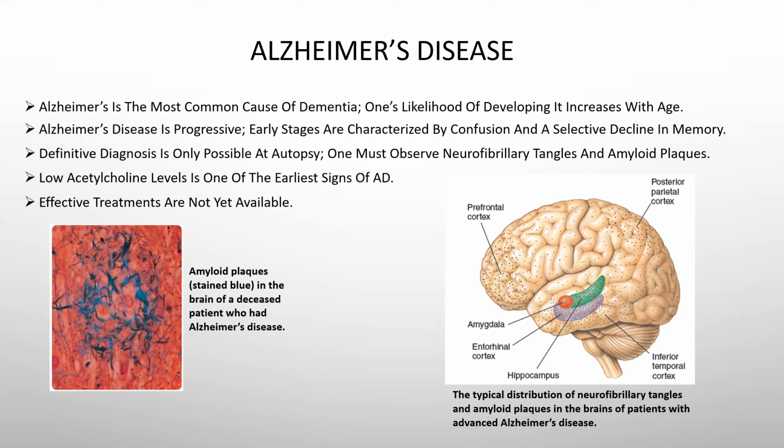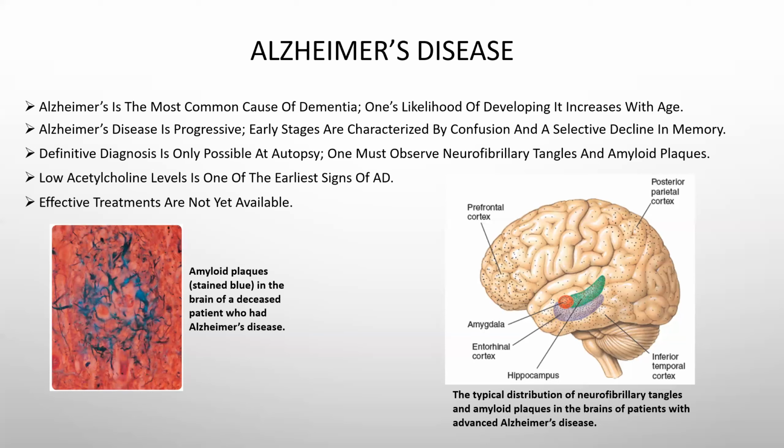Low acetylcholine levels is one of the earliest signs of AD, and they're doing a lot of studies with that right now, and effective treatments are not yet available. So in the figure on the left, you see an example of amyloid plaques. You can only imagine that neurofibrillary tangles and amyloid plaques would interfere with the communication of these neurons. Remember, the neurons, for the most part, do not touch. They're separated by a synapse where all the different extracellular chemicals are floating around. We have transmitters and everything else in there. And now that communication is not able to take place because of these tangles and these plaques.